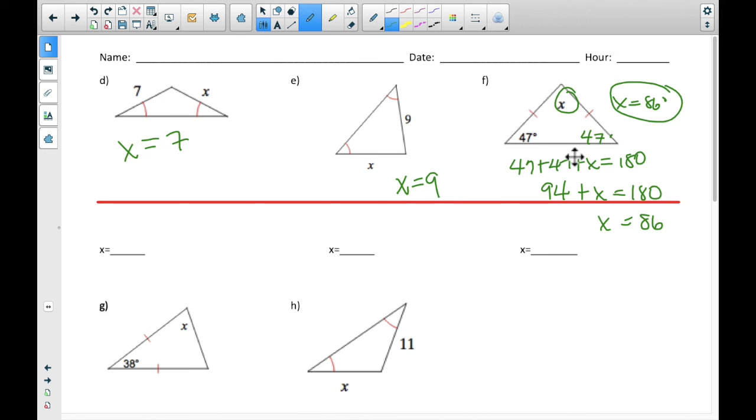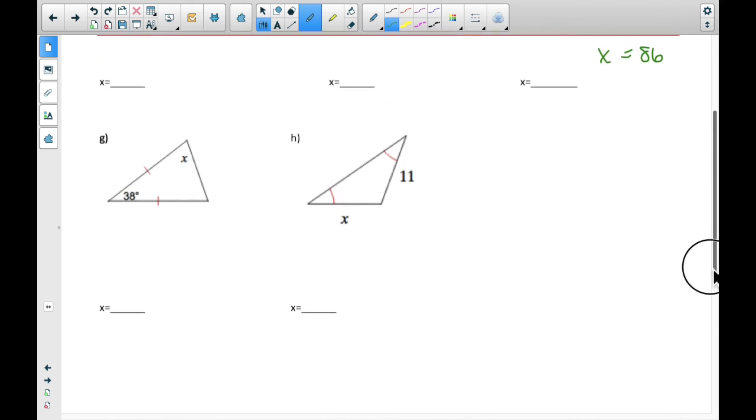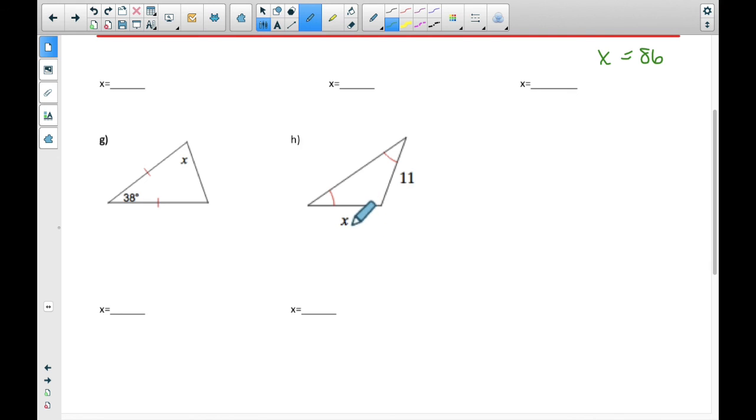All right, now you are on the next page, and my page is here. Let's just finish up these last two examples, and then we're done for the day. These two are congruent, which means that if this is X, then this one is also X. What do we do with the 38? Well, you have to set up an equation. You have to say X plus X plus 38 is equal to 180.